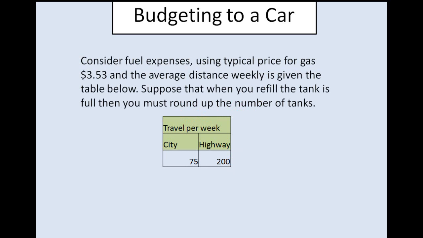Now, in order to determine the cost of gasoline, consider fuel expenses using a typical gas price of $3.53, and the average weekly distance is given in the table below. Suppose that when you refill, the tank is full, so you must round up the number of tanks. So the travel per week in city is 75 miles, and highway is 200 miles.